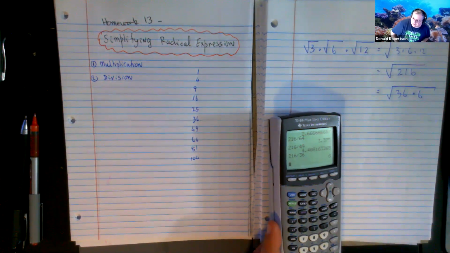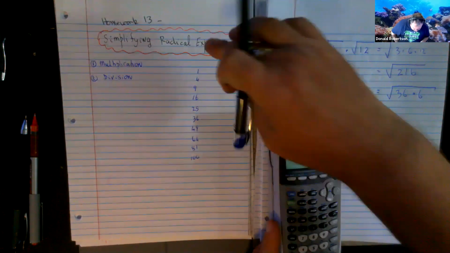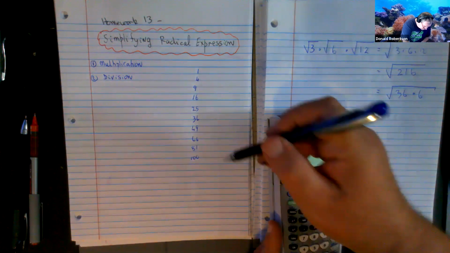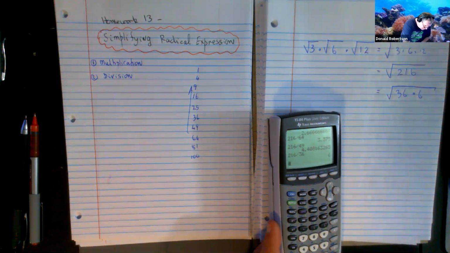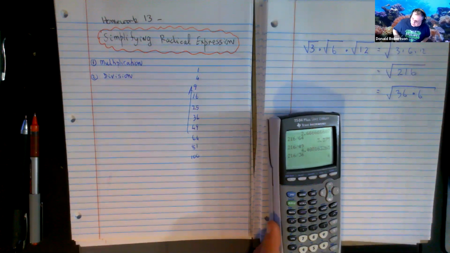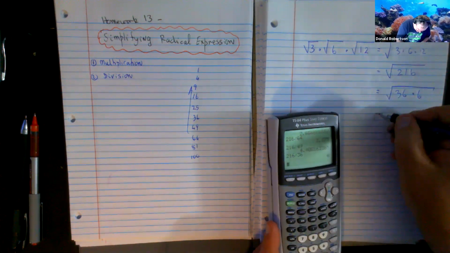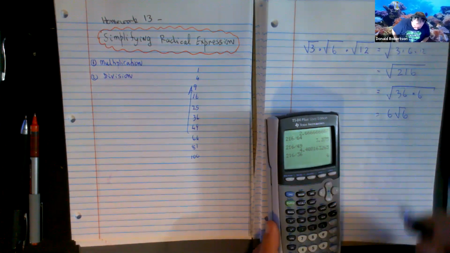So do you see how I let the calculator do the heavy lifting for me? I just needed to check against this list, and I found one that worked. And I know that's the biggest because I worked that way, big to small. So the first one you get is the answer. If you go the other way, you might get an answer, but then later on a better answer. That's why I tend to go big and work my way down. So this guy is going to be the square root of 36, which is 6, square root of 6.